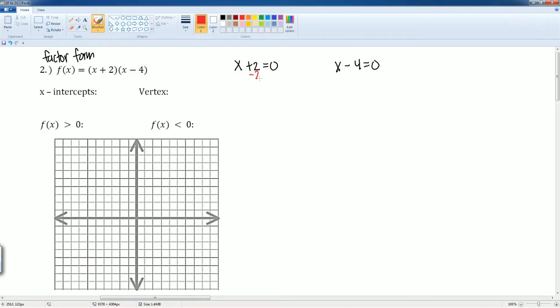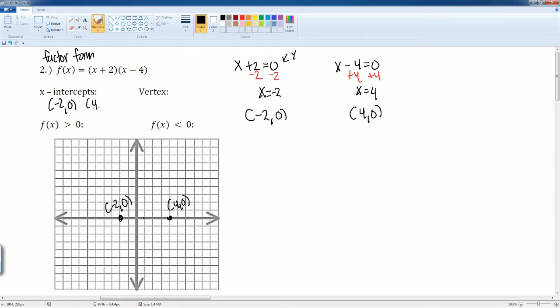So we subtract 2 from both sides, leaving us with x is equal to negative 2. Then here we can add 4 to both sides. This gets us x is equal to 4. The points this makes, again this is y and this is x, are negative 2 comma 0 and 4 comma 0. Notice these are your x-intercepts. So let's graph it here. Negative 2 comma 0, and 1, 2, 3, 4, this is 4 comma 0.